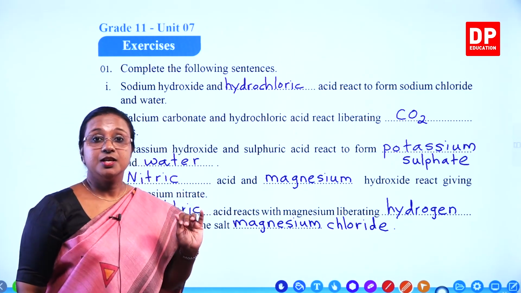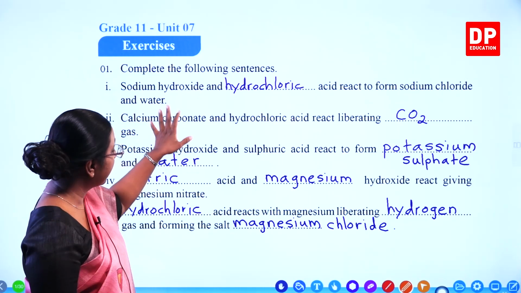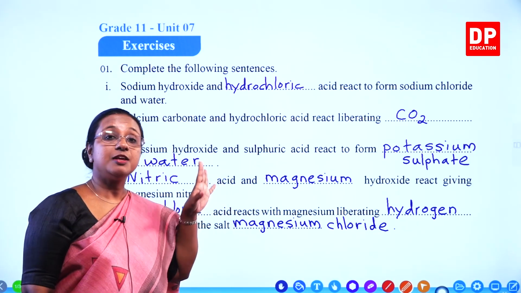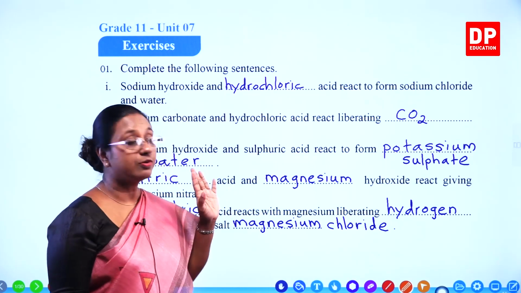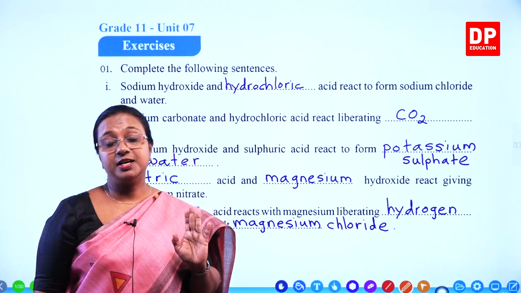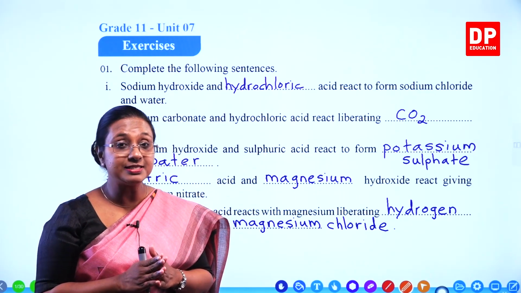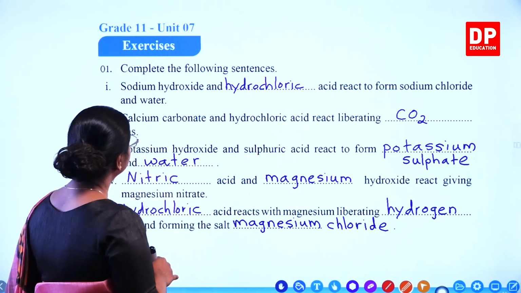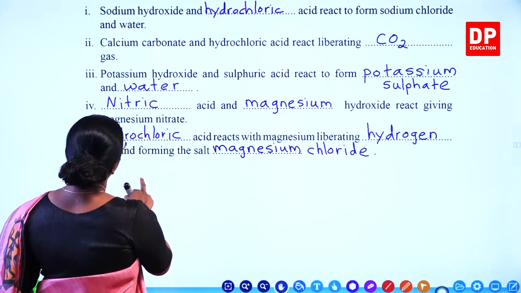Okay students, so you can fill in these blanks in this manner just by looking at the sentence. If you immediately understand the reaction, then directly you can fill the blanks. If it's difficult for you, I am sure most of you are capable of filling it like this, but if you find it difficult, then what you can do is write down the reactions.